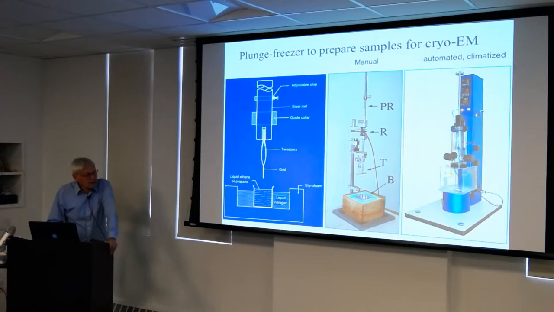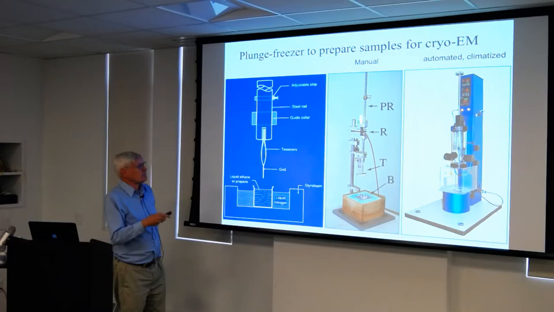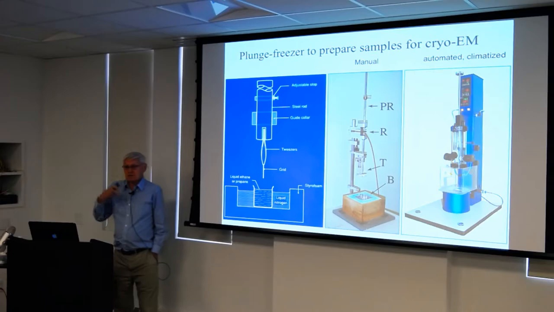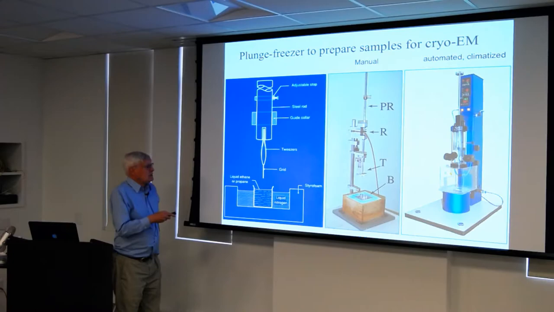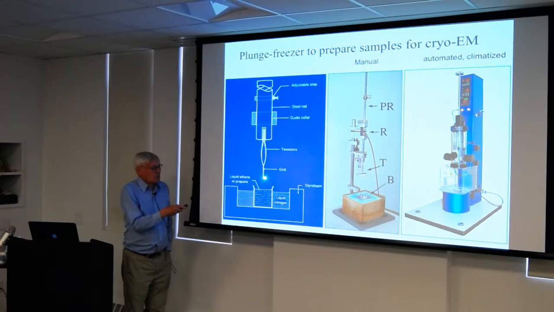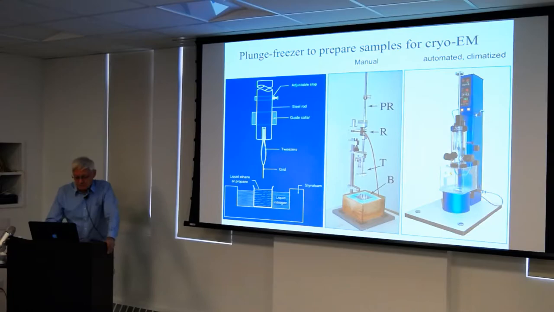This is a manual device that one can build for $200. This is a device here which costs probably $60,000 or something like this. They're Vitrobots. They're computer controlled, they're environmentally controlled, because the critical thing is that after you blot here, it depends on the atmosphere, on the temperature, humidity, how much of the layer is left by the time this blot is done. Okay. So you have a lack of control unless you have a climatized chamber.